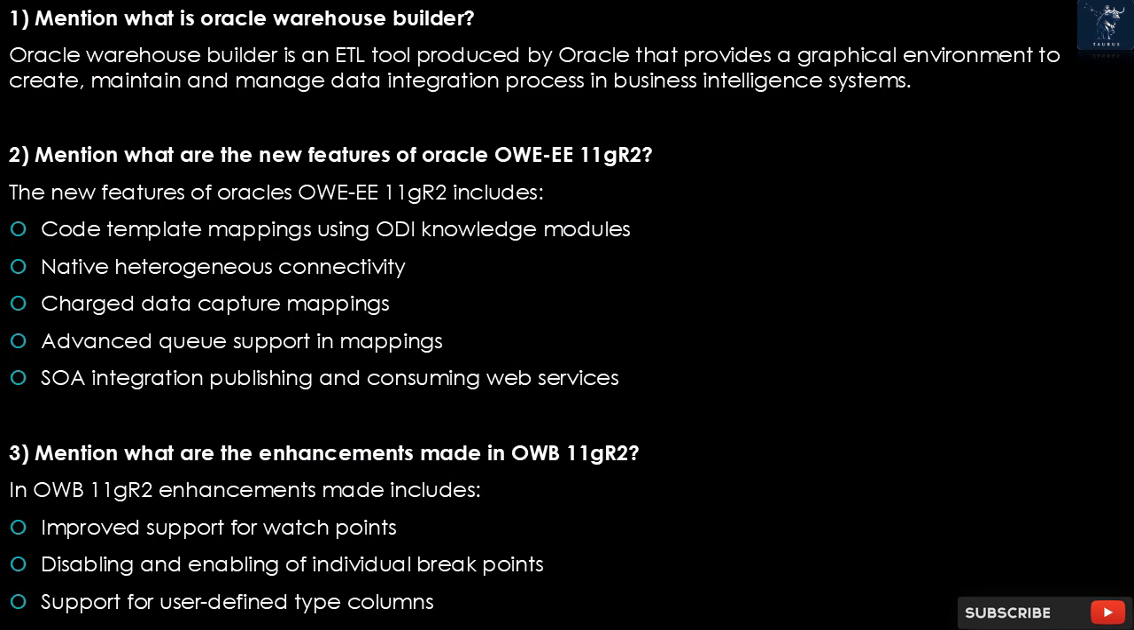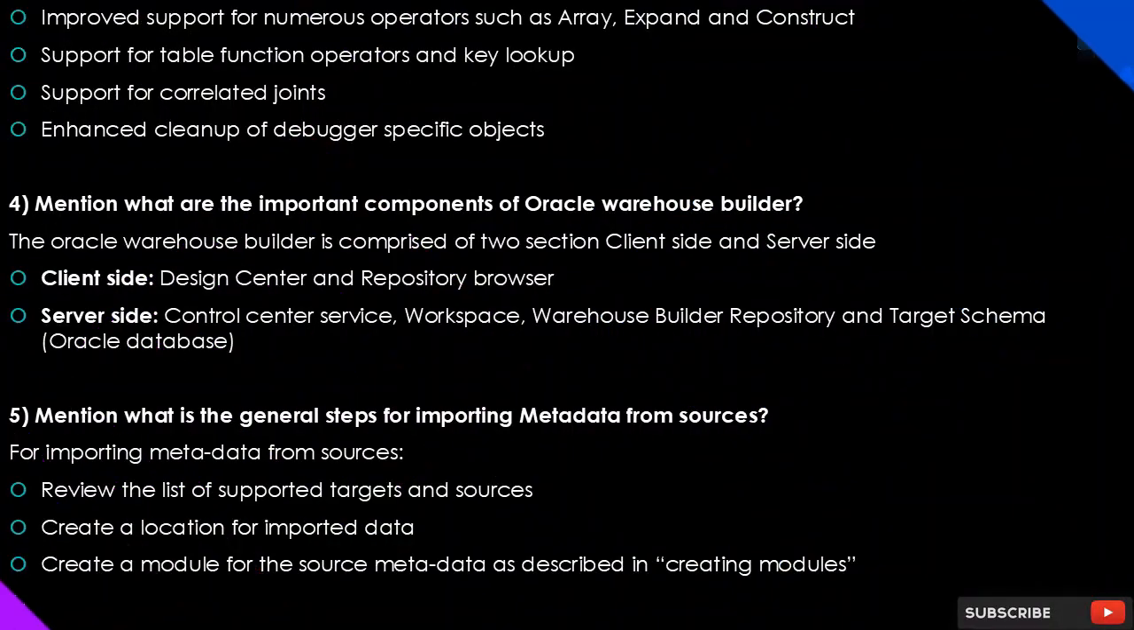3. Mention what are the enhancements made in OWB 11g R2? In OWB 11g R2, enhancements made include improved support for watch points, disabling and enabling of individual breakpoints, support for user-defined type columns, improved support for numerous operators such as array, expand and construct, support for table function operators and key lookup, support for correlated joins, enhanced cleanup of debugger-specific objects.